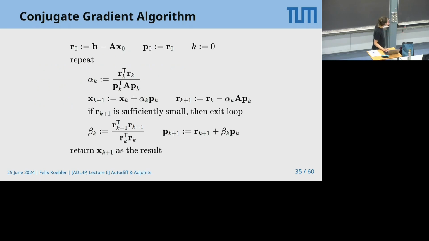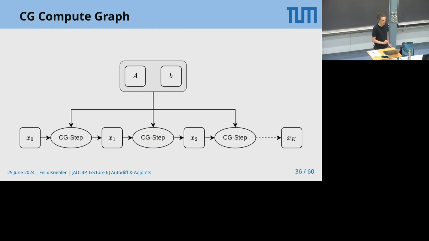So I pasted it here. It's not relevant to look at all the details. It's a very elegant, iterative algorithm to solve linear systems. And it basically does so by involving the matrix and the right-hand side at a lot of steps. We can abstract all this mathematical complexity into a very simple compute graph. And we say the CG algorithm basically performs a sequence of operations.